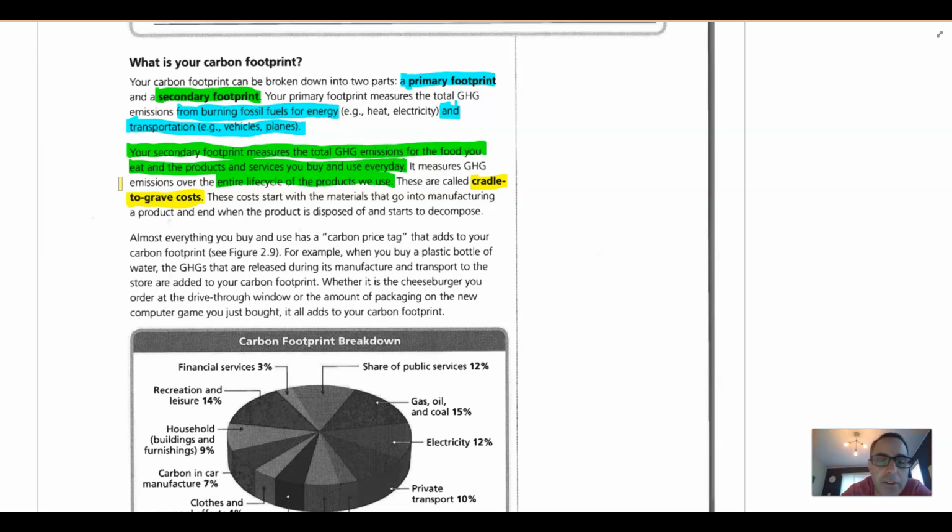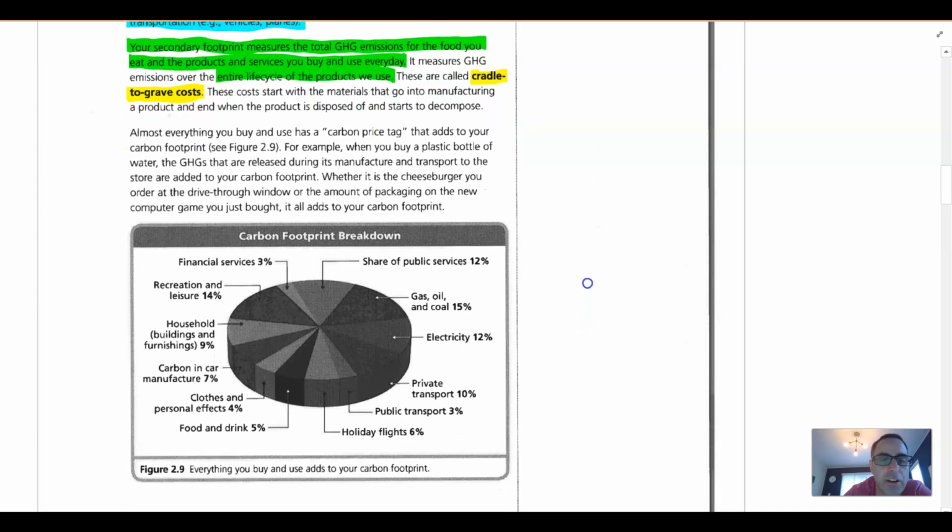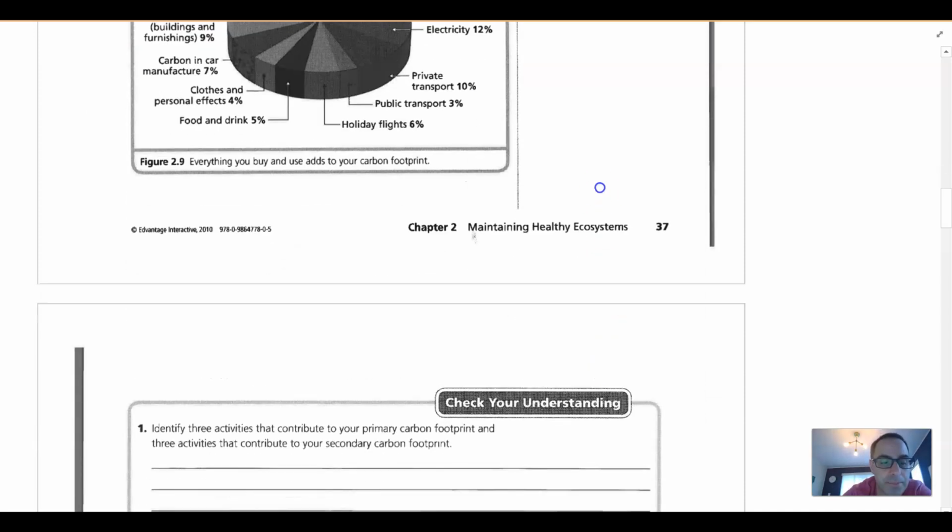These costs start with the materials that go into manufacturing a product and end when the product is disposed of and starts to decompose. Almost everything you buy and use has a carbon price tag that adds to your carbon footprint. For example, when you buy a plastic bottle of water, the greenhouse gases released during its manufacture and transport to the store are added to your carbon footprint. Whether it is the cheeseburger you order at the drive-through window, or the amount of packaging on the new computer you just bought, way too much packaging, it all adds to your carbon footprint.